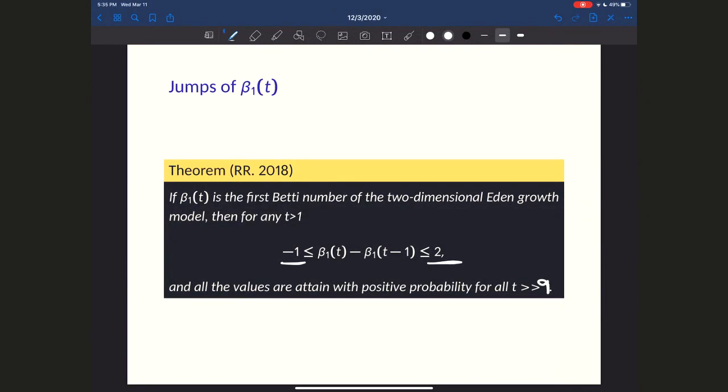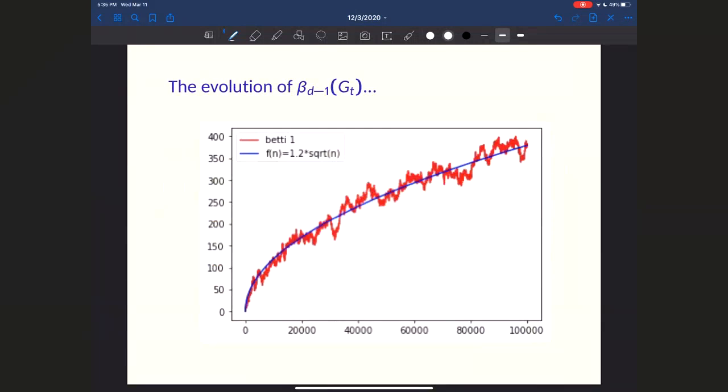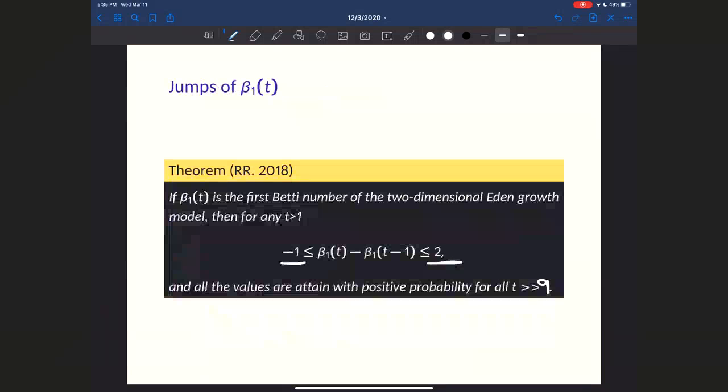Okay, so this theorem characterizes, at least in 2 dimensions, the change of Betti 1 that we can observe from one time to the next time, which is the jumps that you see in this plot.